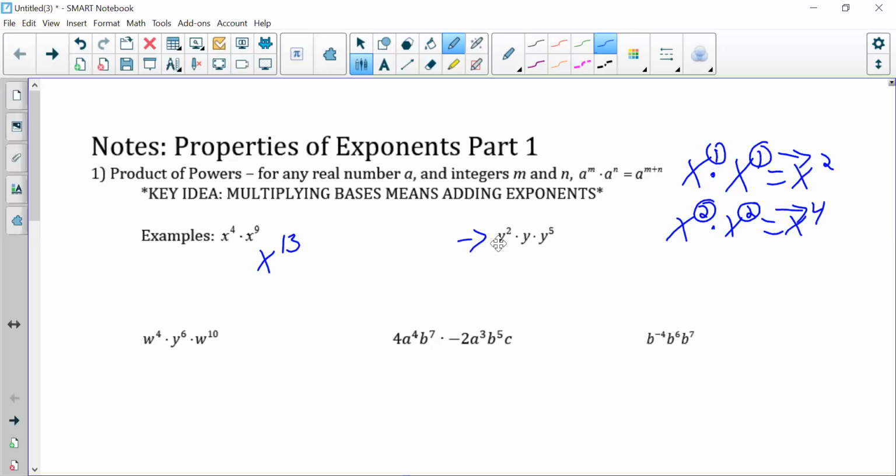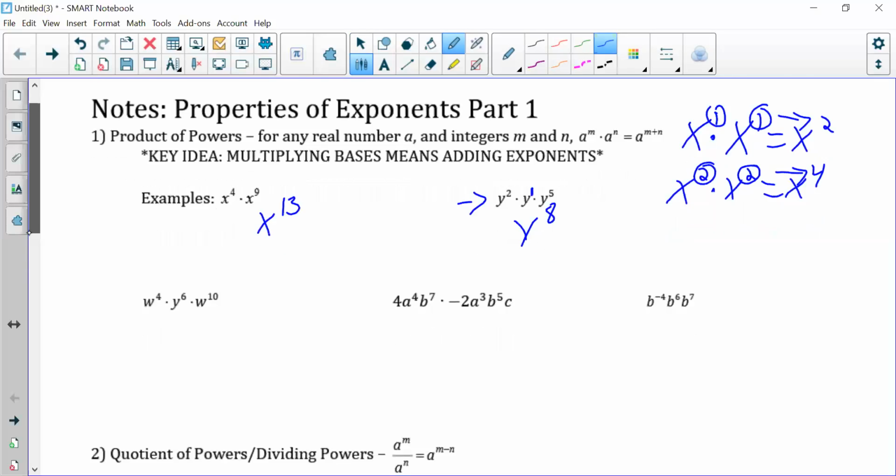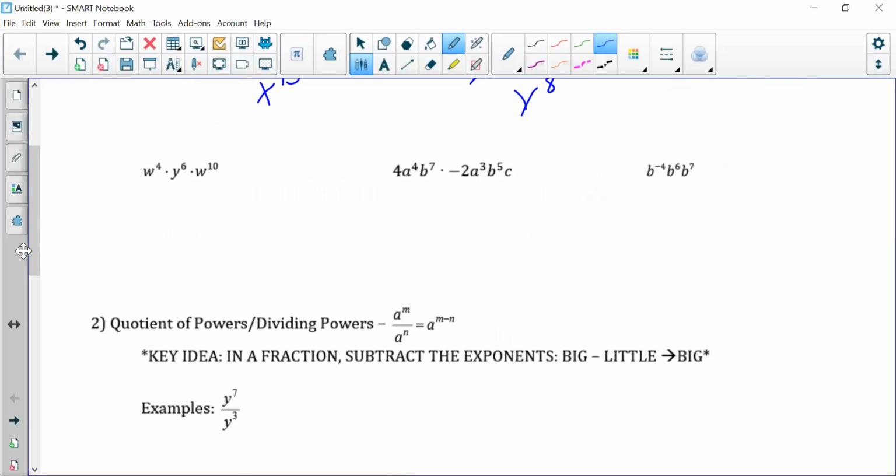Same way here, y squared times y to the 5th. Remember, when it doesn't show an exponent, it's an invisible 1. So 2 plus 1 is 3, plus 5 is 8. So this is y to the 8th power. And we can quickly get through the rest of the examples. All right, I've got a w and w here. Only like terms combine, so I'm not concerned one bit about this y to the 6th. It's just going to go down and not be changed at all. So w to the 4th, w to the 10th, so w to the 4 plus 10 gives me w to the 14th.